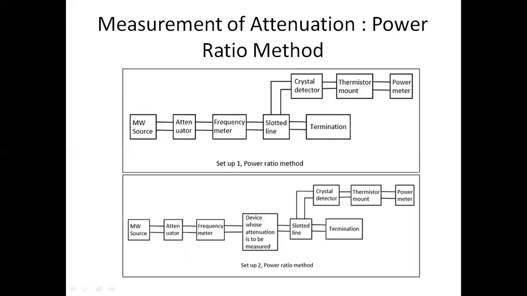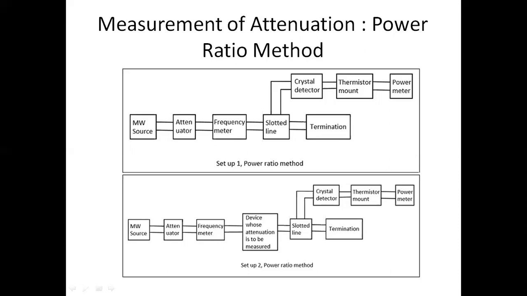So this is the measurement setup of attenuation. There are two different types of measurement setups for attenuation. First we shall see the first type, that is the power ratio method. The second type is the RF substitution method.